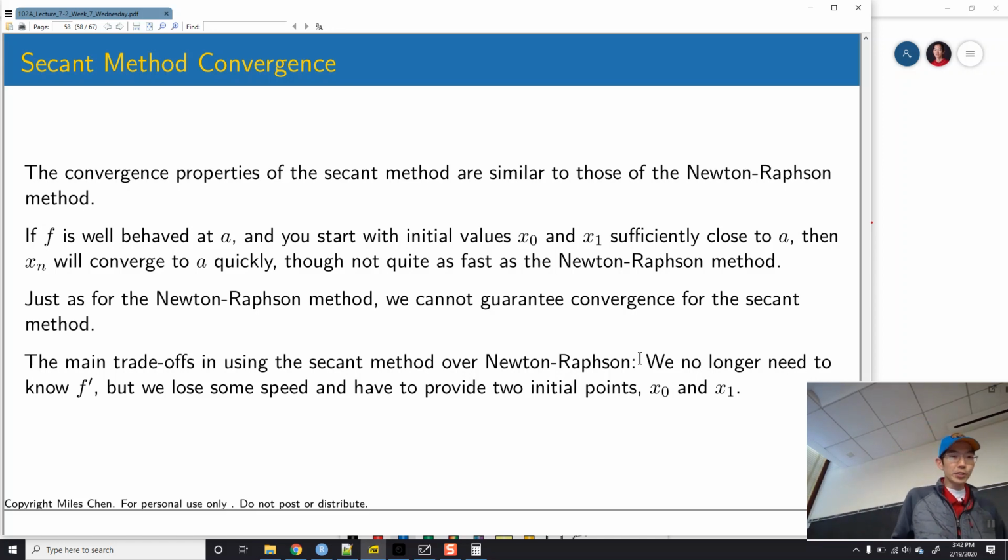And the way it converges is also similar to Newton-Raphson method. And just like Newton-Raphson method, it's not guaranteed to converge. Okay, but the advantage with secant method is that you don't have to figure out the derivative, okay? The disadvantage is you've got to calculate the value of the function in two locations.